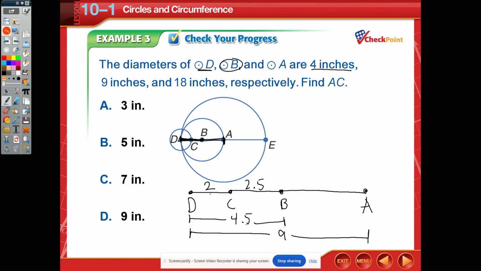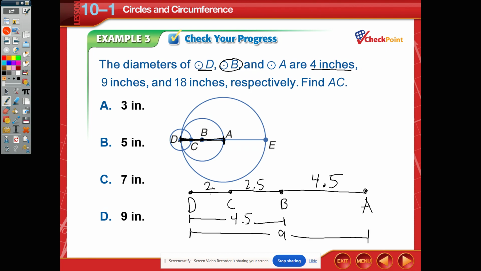Okay, and then I can do some more math there. So I have 2, I have 2.5, and now I need to figure out what adds to make 9. Well, that's 4.5, take off of 9, which would be, what, 4.5 again. So there we've got all of our little segments.